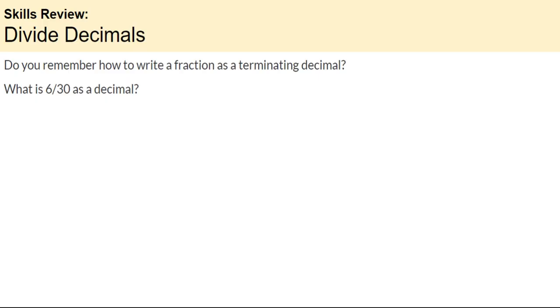All right, how did you do? Now remember, we could write it as a fraction, and then we could simplify. I could divide both of these by 6 and I'll get 1/5. Then I could change that, but let's just write it as a decimal using division. I'm going to do 30 on the outside and 6 on the inside. I know 1/5, so my answer should get 0.2.